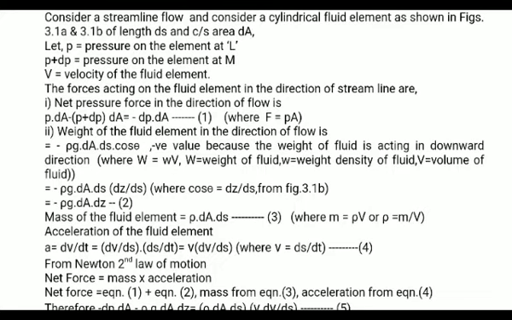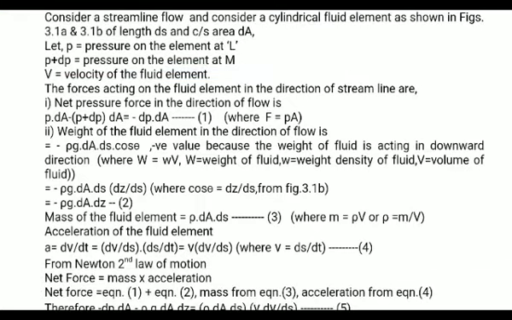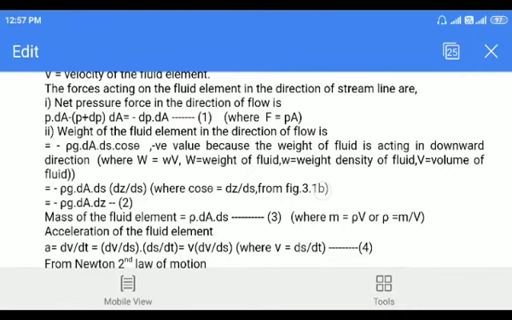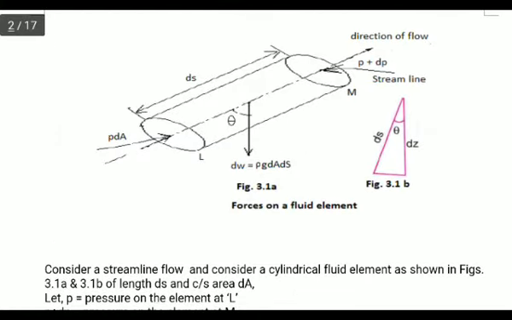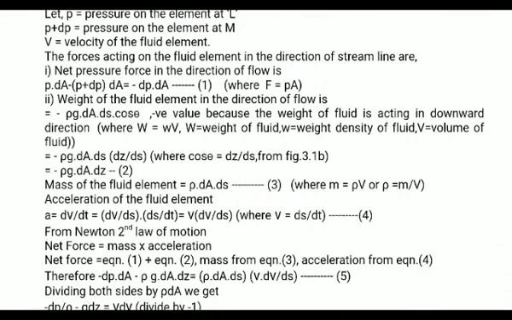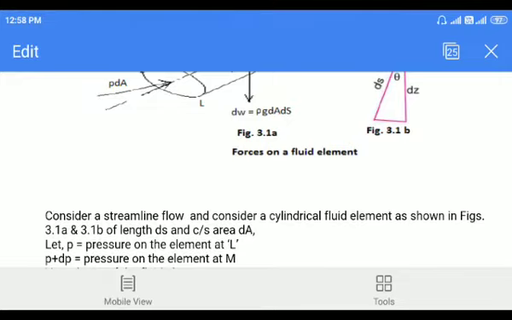And also here, since it is acting at an angle, we consider the cos theta here. And minus means, since the weight is acting in the downward direction, we take it as minus here. But from the diagram, from figure 3.1b, cos theta is equal to dz over ds. You can see that here. So cos theta we take from here, dz over ds.